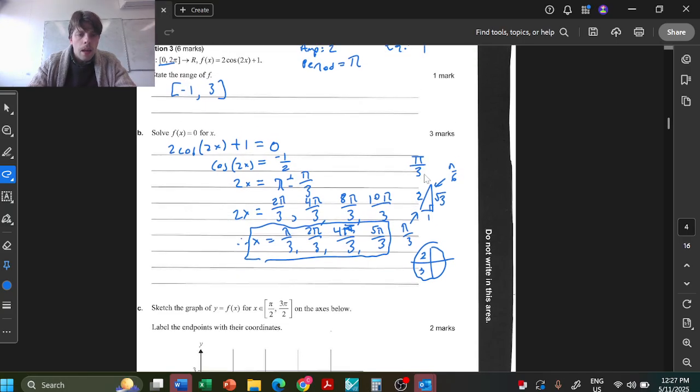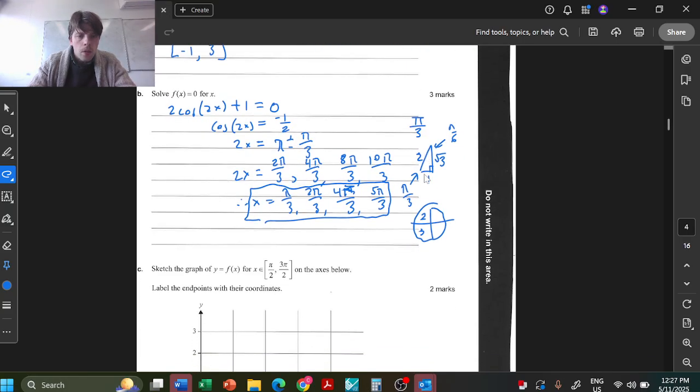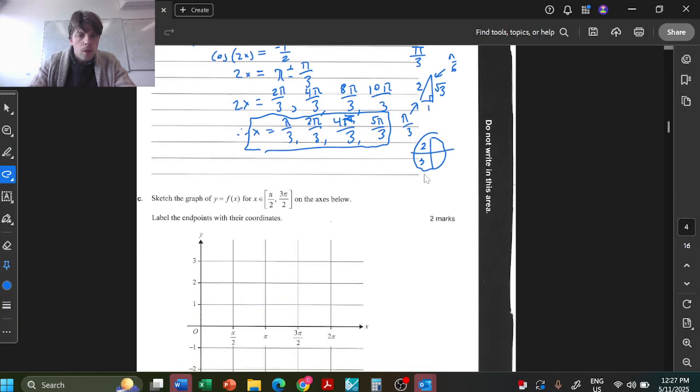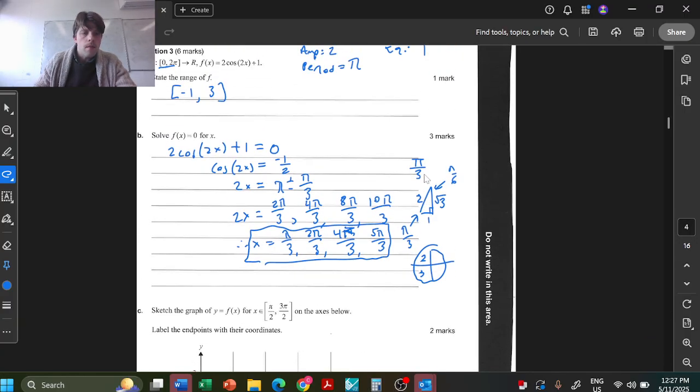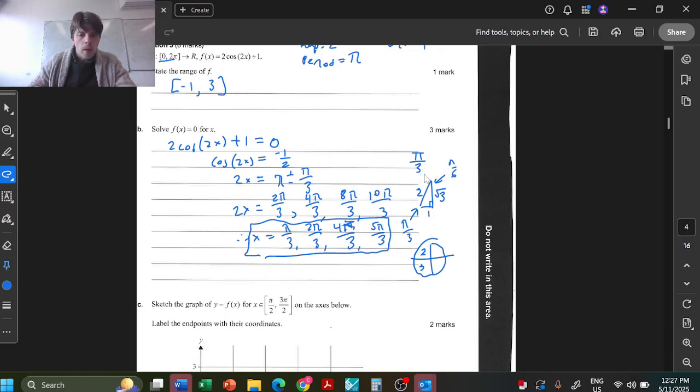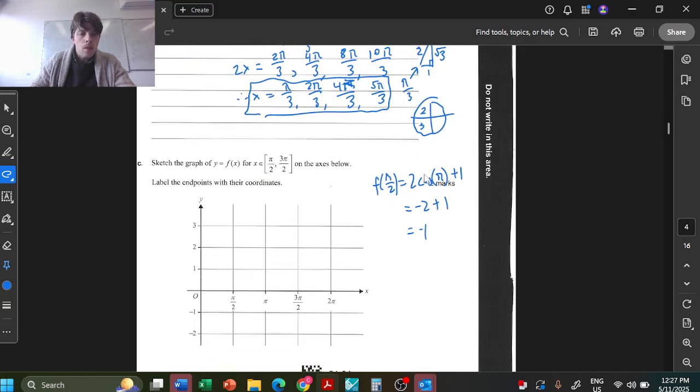So we need to put in, from pi on 2 to 3 pi on 2, what we can check is the value of the function when we have pi on 2. At pi on 2, we have 2 cos of pi on 2 times 2, so that's just pi, plus 1. Cos of pi is equal to negative 1. So this is negative 2 plus 1, which is equal to negative 1. So our first endpoint here is pi on 2, negative 1.